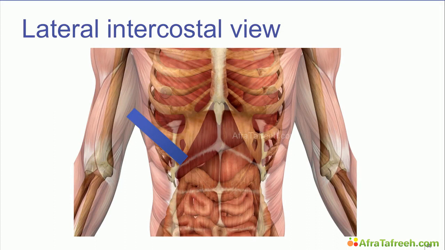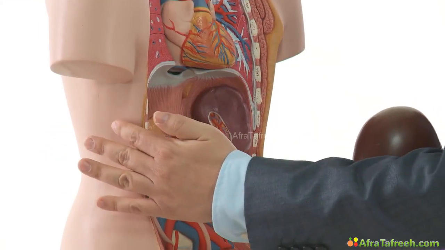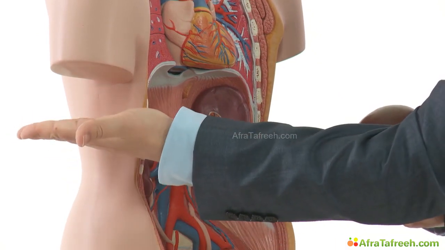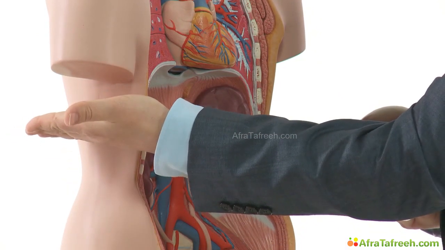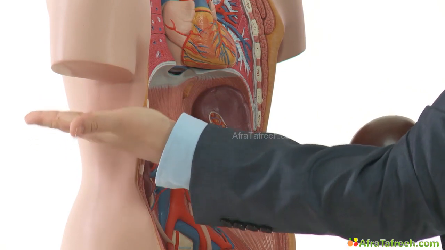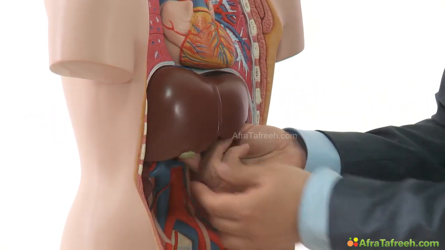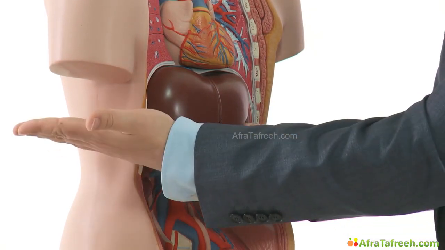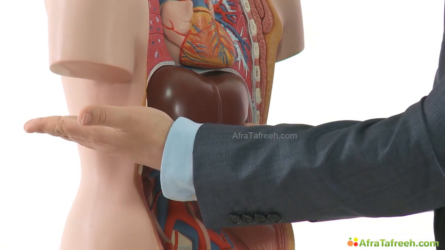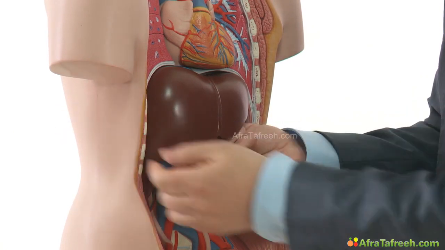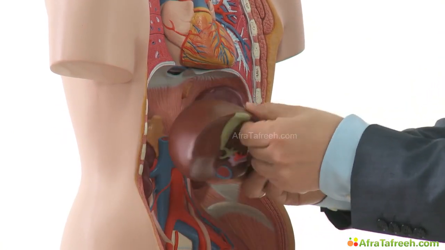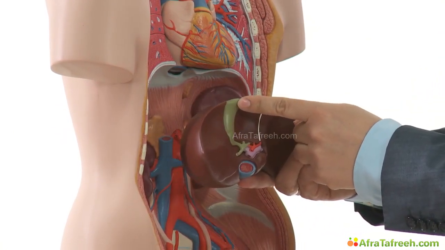So, when the patient lies on his left side, we feel the intercostal space, place the probe in between the ribs, and tilt the probe upwards and downwards. So we will get a perfect view of the gallbladder using this intercostal view. So we can easily detect the gallbladder over here.